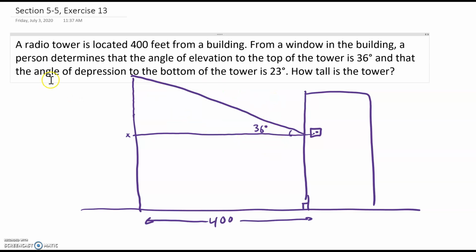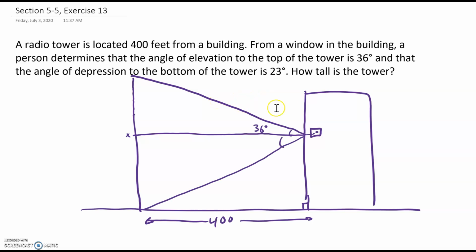Now it says the angle of depression to the bottom of the tower is 23 degrees. So that means the angle of this line right there is 23 degrees. Angle of depression means the angle from the horizontal to the line of sight down to the bottom of the tower. Okay, now from geometry, you have parallel lines.